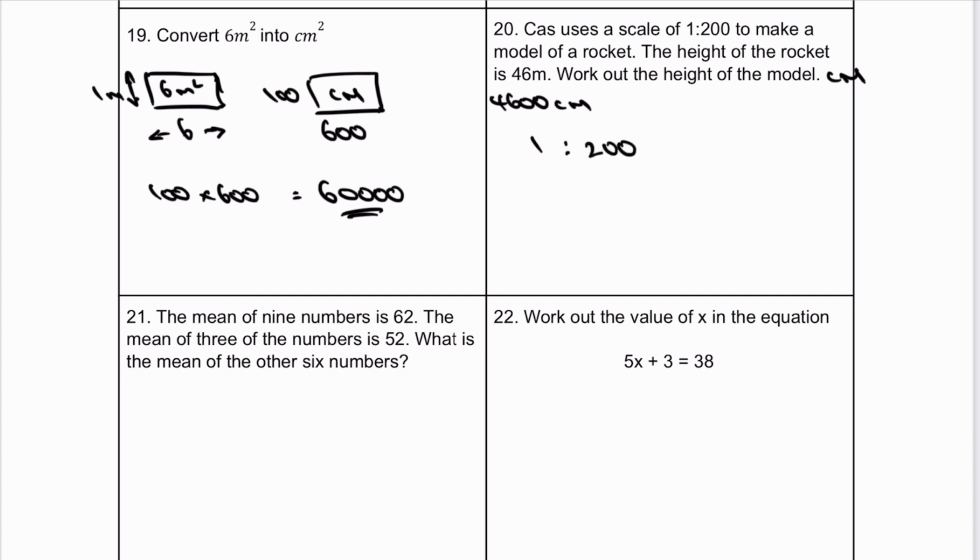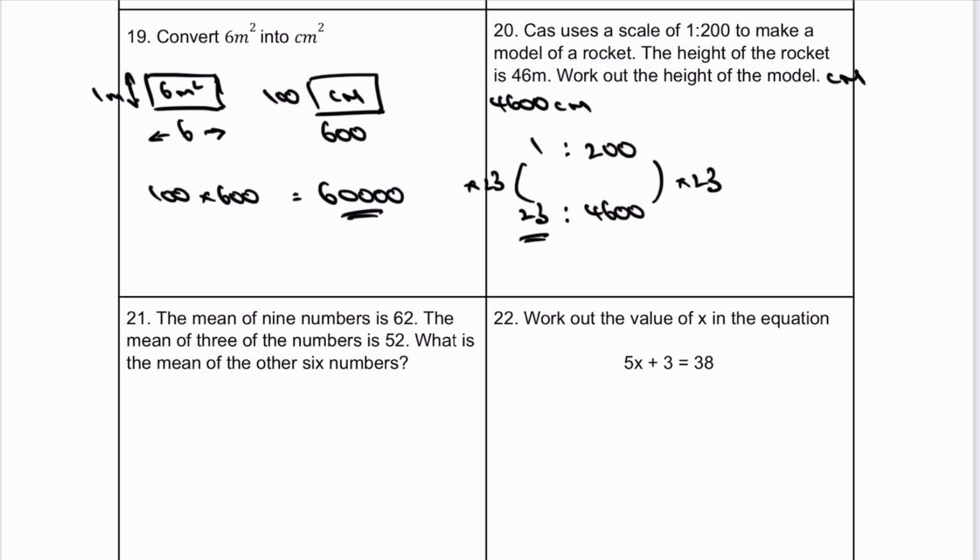Okay, now in reality the height of the rocket then is 4,600 centimeters, so it's actually 200 times bigger. So therefore I'm going to divide this by 200, so the height of my model is going to actually be 23 centimeters. Okay, hopefully that's all right. All right, let's move on then to the final 2 questions.